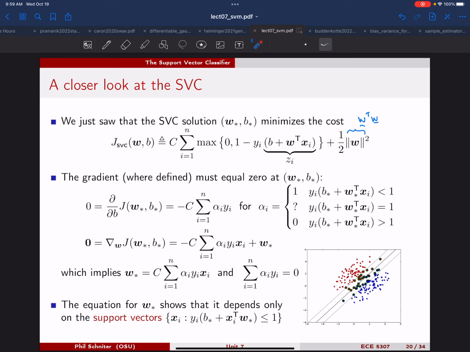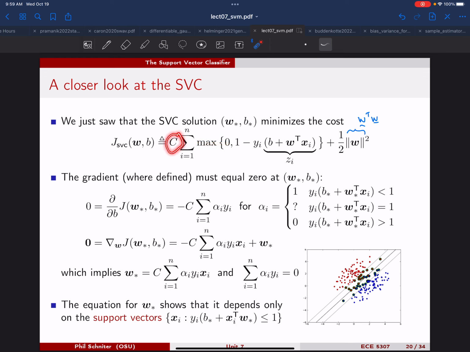Okay, so that's the case again when yi zi is greater than 1, in which case alpha i is 0, in which case this whole term vanishes. Now the other case that's easy to analyze is when this is strictly greater than 0. In that case, the max goes away, and we can just focus on the gradient of what remains.